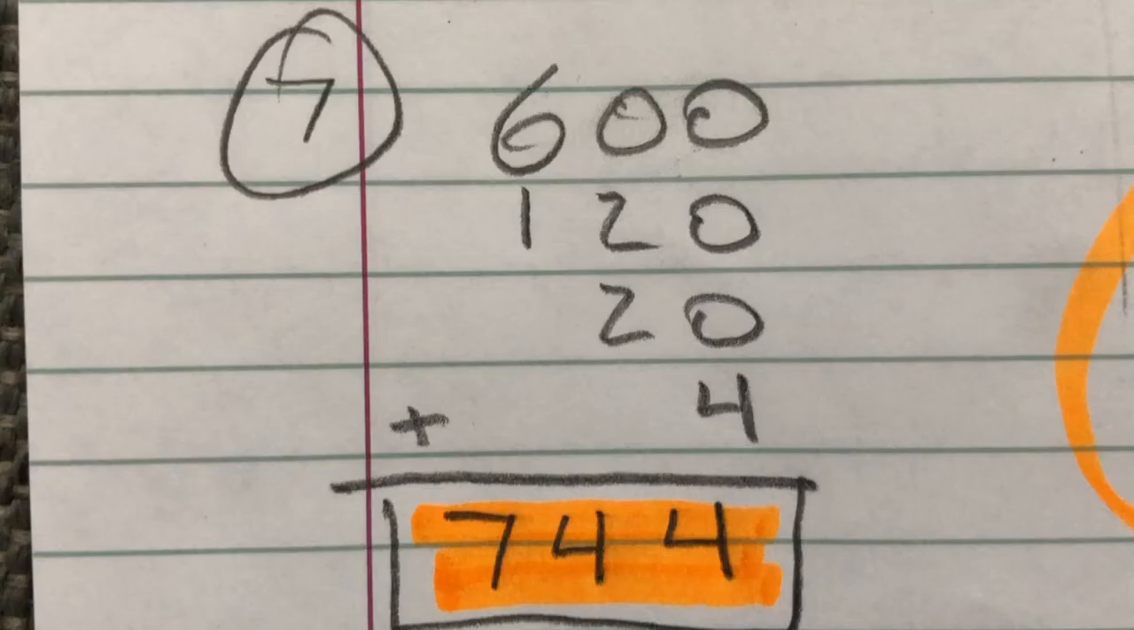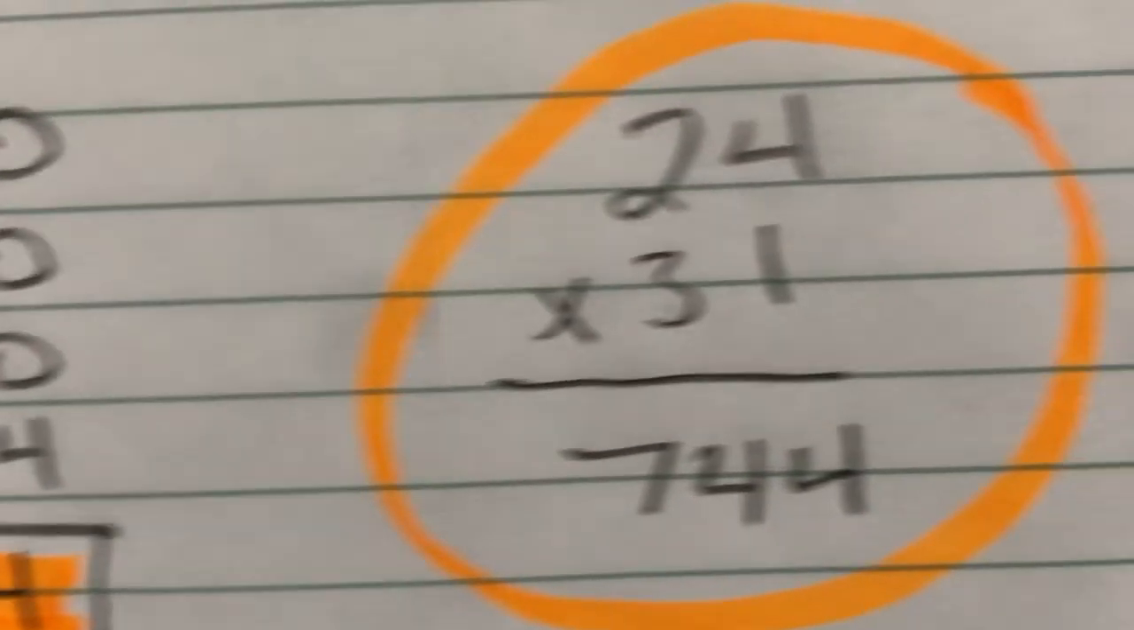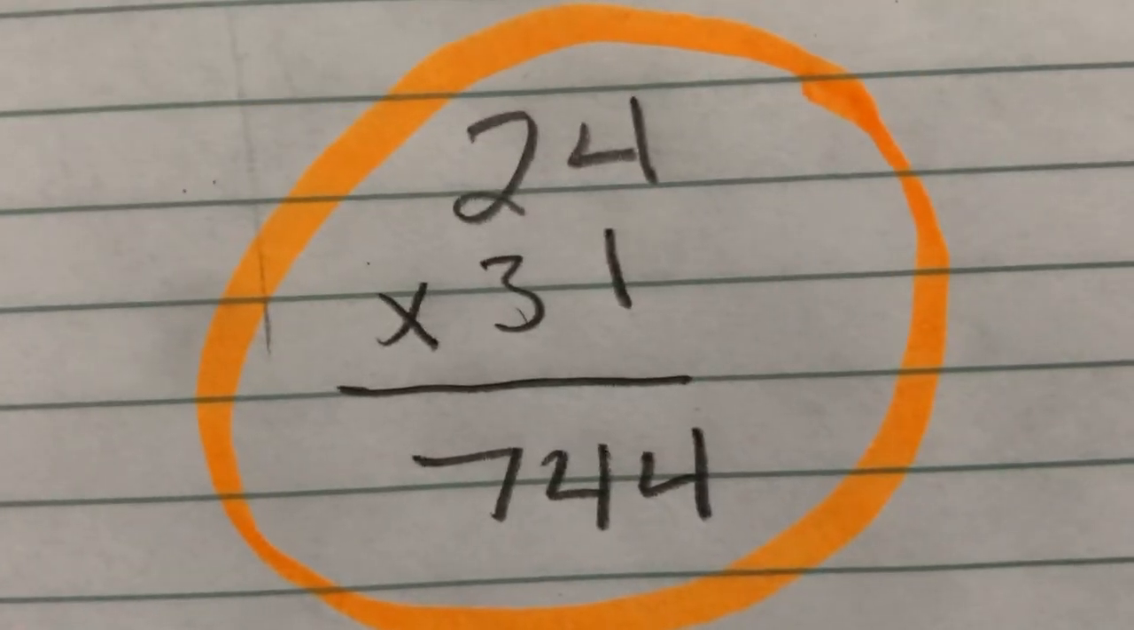Finally, we take the numbers that were circled, the products, and add them all up. So there you have it, 24 times 31 equals 744.